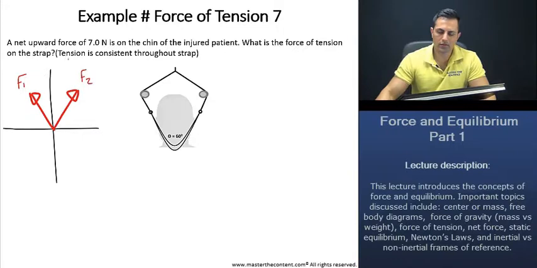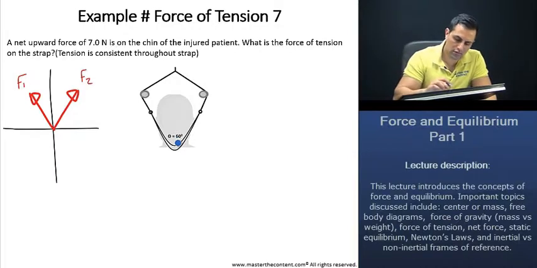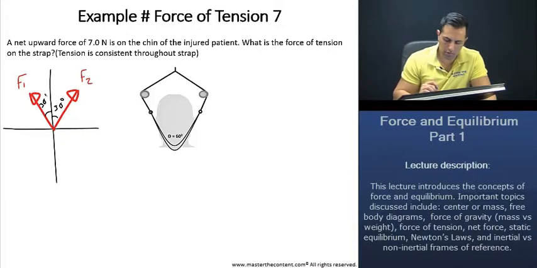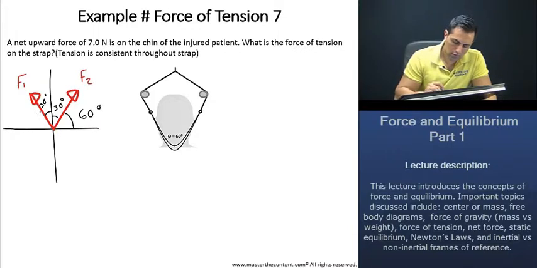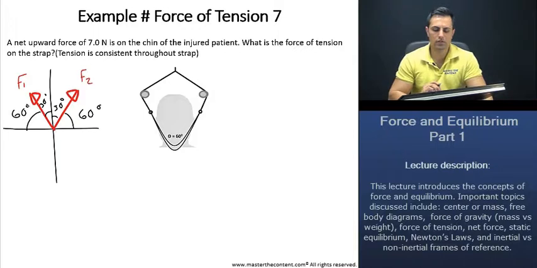What else do we know about this problem? The problem is telling us that the angle within here is 60 degrees. If the angle within there is 60 degrees, then the angle here is going to be 30 degrees, and this angle here is also going to be 30 degrees. If those two angles are 30 degrees, then this angle here is going to be 60 degrees, and this angle here is going to be 60 degrees as such.